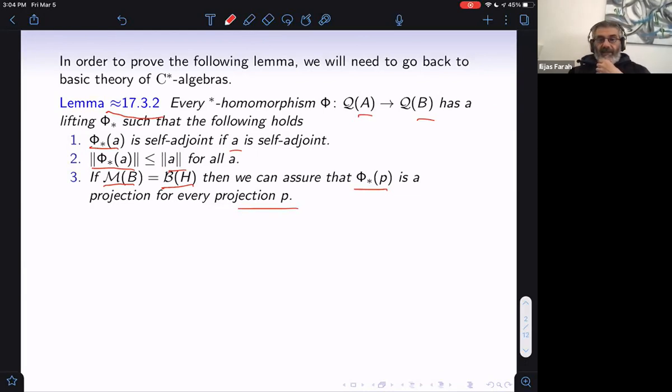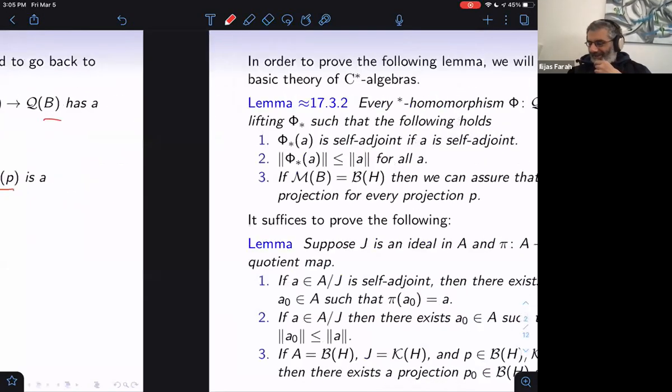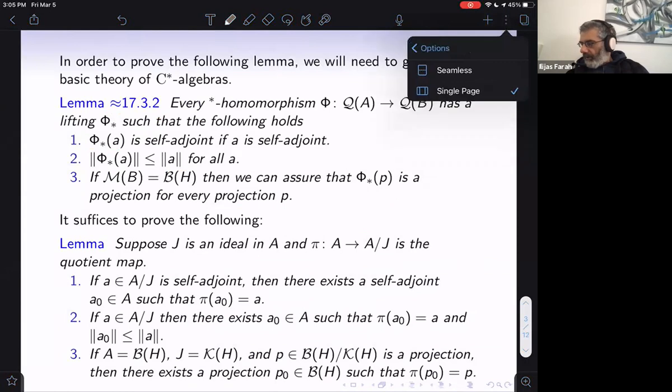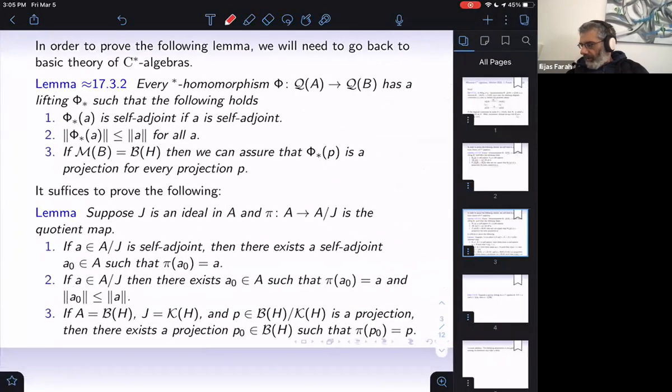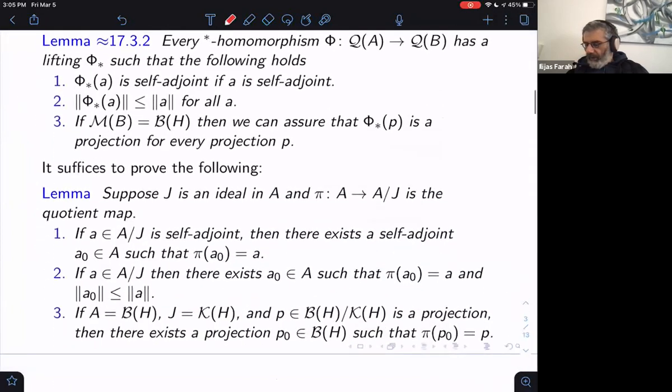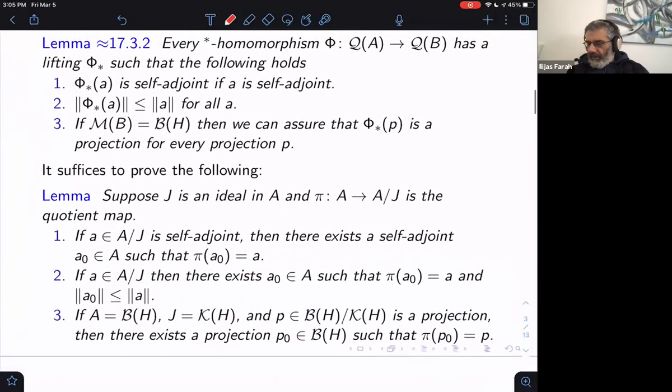All right, so now this is very standard, but since this is a course, I guess I should go over standard facts. Now, this lemma is really the following lemma. Let me just add a page here so that we can. So here is a more general lemma.